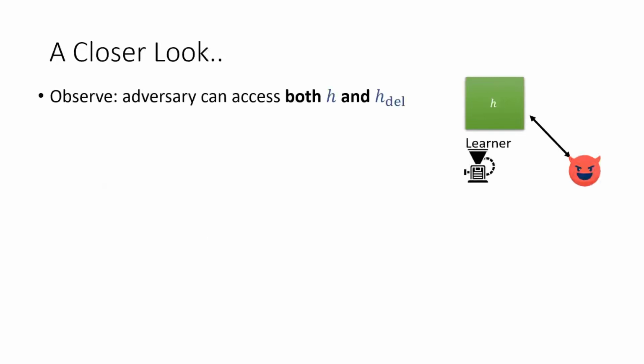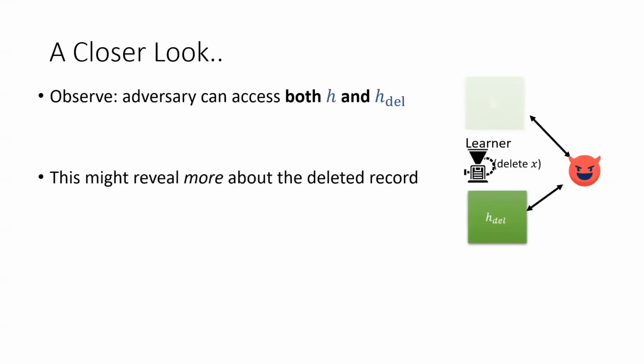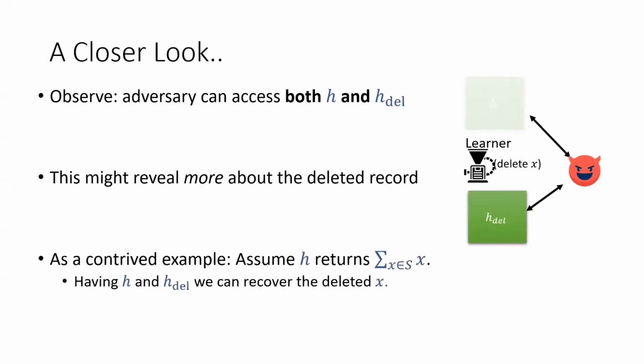An adversary can observe both versions of the model. Here, the adversary already observed the model before deletion, and after the deletion request, the model gets updated. The adversary queries the second model, and here's the problem. As a contrived example, suppose that our model returns the summation of records in a set. So for a single record, the model preserves its privacy to some extent. However, an adversary who queried both models can then exactly infer this record E by just applying a single deduction. So in this example, the deletion operation totally destroys the privacy of the record.